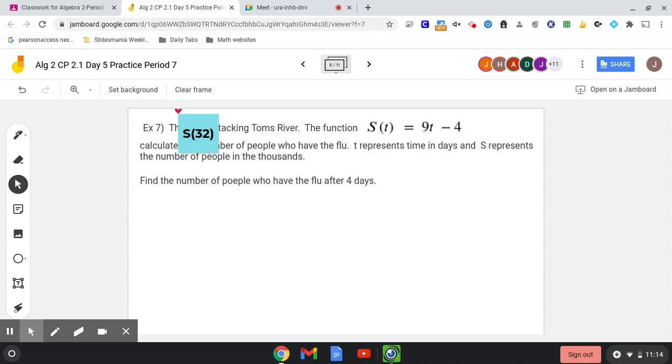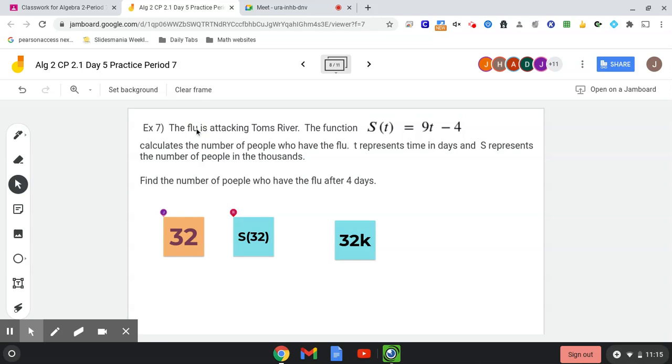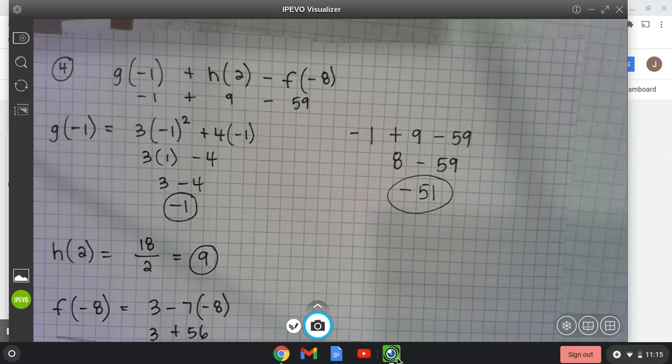It's not S of 32. Nope. It's S of 4 because 4 goes in. Oh, look who's fancy like that. Nice. All right. Your answer, your output should just be a number. So it shouldn't be S of anything. We should just have the output. Good. Now again, 32 does come out, but that's 32,000 people. All right.